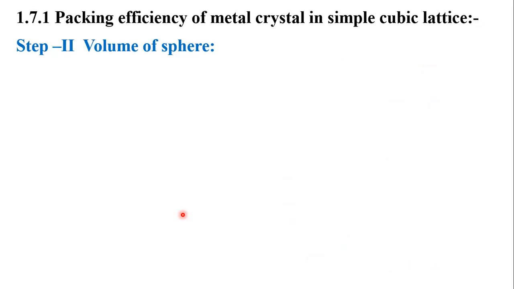Now the second step is we have to calculate what? The volume of the sphere. Now you know that in mathematics you have studied that the volume of a sphere is equal to 4 by 3 into pi r cube. The volume of any sphere is equal to 4 by 3 pi r cube.